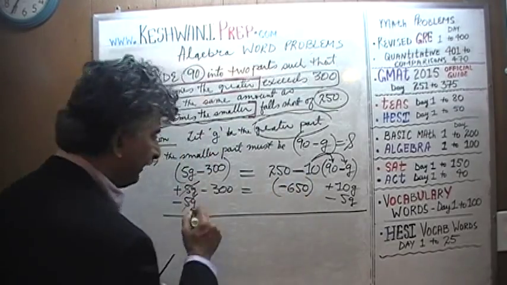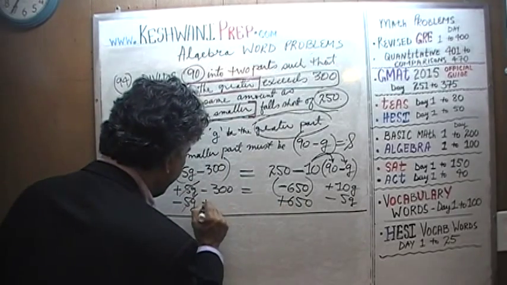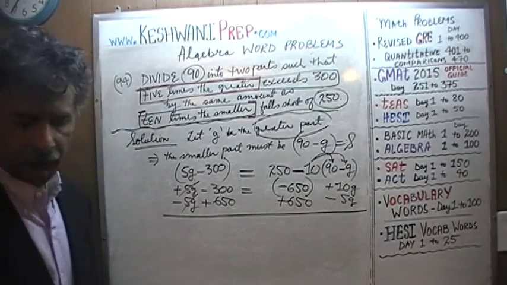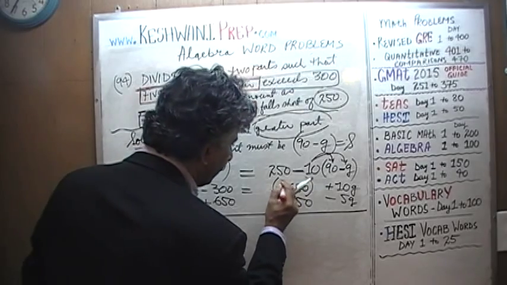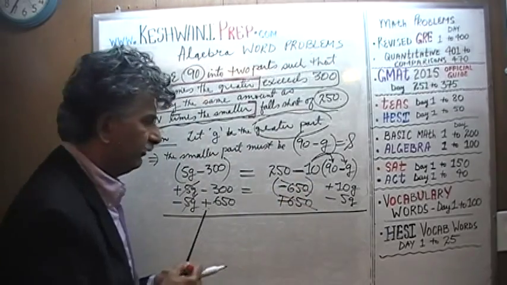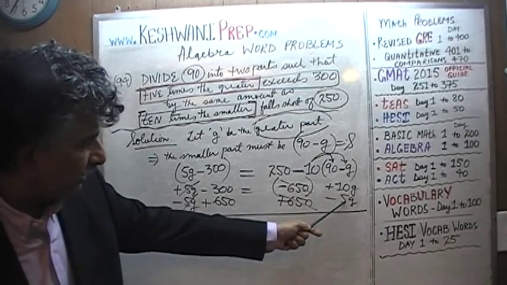We have to bring this thing to that side. How do we do that? By adding 650 to both sides. And now we can get rid of this negative 650 from both sides. The negative 650 is going to kill the positive 650. What are we left with here? We have positive 10g and a negative 5g.